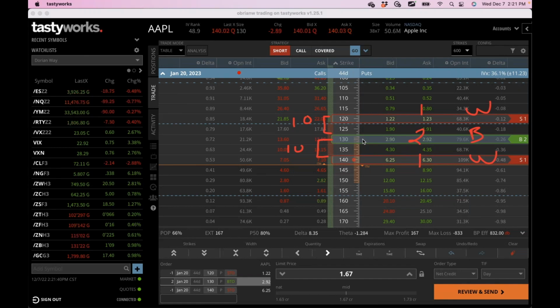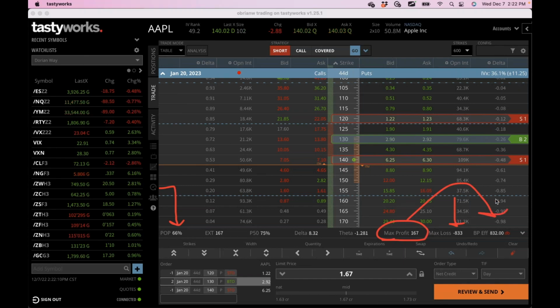And so in this example, we are selling this one, and you can see that the probability of winning on this is 66%, what TastyWorks is saying, right? That's obviously a lot better than just a coin flip probability of 50-50. And the most you can make on this is 167. It's not bad. And the most you can lose is 833. So if you wanted to say return on your capital, that's more than 12%. So that works for the Dorian Way, right?